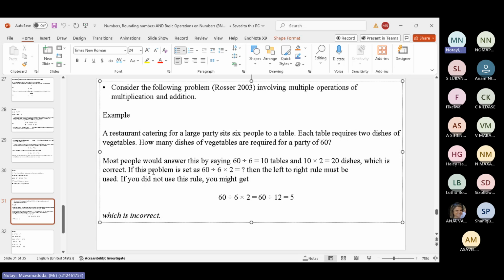And this is correct. If this problem is set as 60 divided by 6 multiplied by 2, then the left to right rule must be used. If you did not use this rule, you might get 60 divided by 6 times 2, which is equal to 60 divided by 12, which is equal to 5, which is incorrect. That means if you started with the multiplication, you would get an incorrect answer. So you should use the left to right rule. That means start at the division and then go to the multiplication.